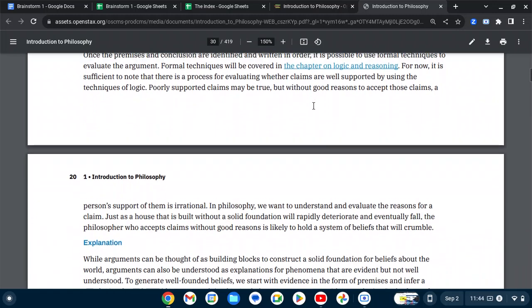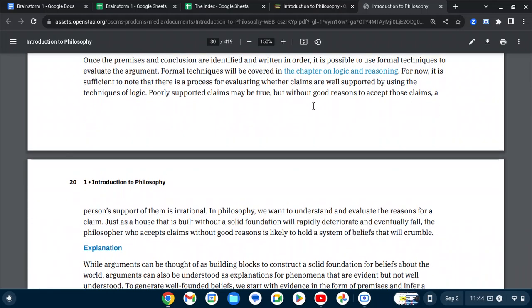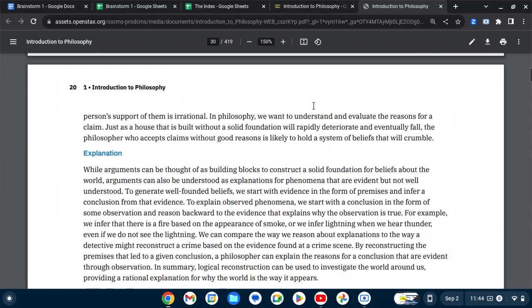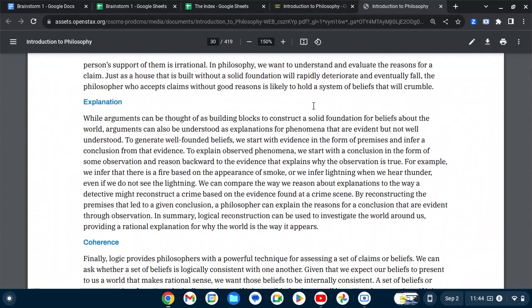Once the premises and conclusion are identified and written in order, it is possible to use formal techniques to evaluate the argument. Formal techniques will be covered in the chapter on logic and reasoning. For now, it is sufficient to note that there is a process for evaluating whether claims are well supported by those using the techniques of logic. Poorly supported claims may be true, but without good reasons to accept those claims, a person's support of them is irrational. In philosophy, we want to understand and evaluate the reasons for a claim.